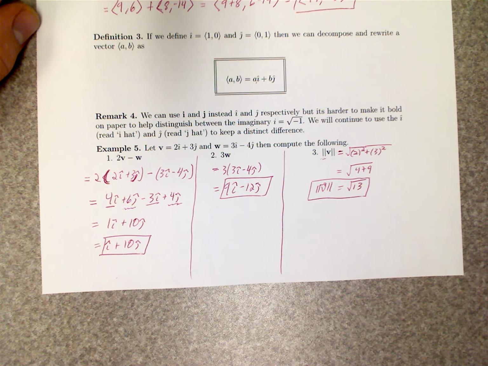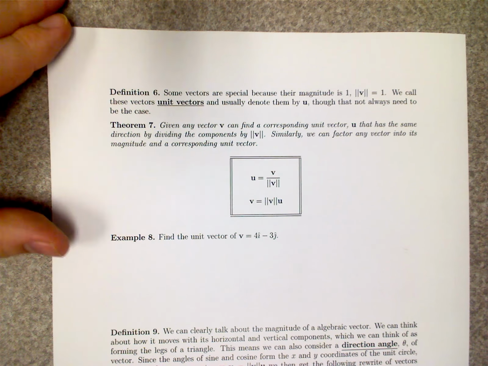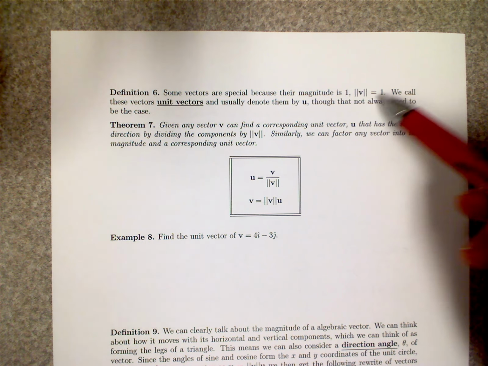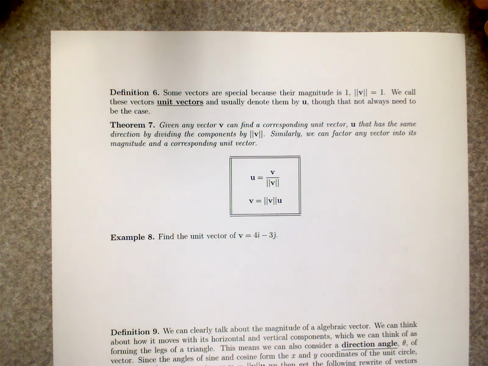All right. Now, just a little housekeeping, we can also talk about some vectors being a little bit special, and that's because their magnitude is 1. Basically, from the origin to wherever it's going, it has a magnitude of 1. We call these in particular unit vectors. And usually instead of saying v, we'll use something like u, though it's not always needed.